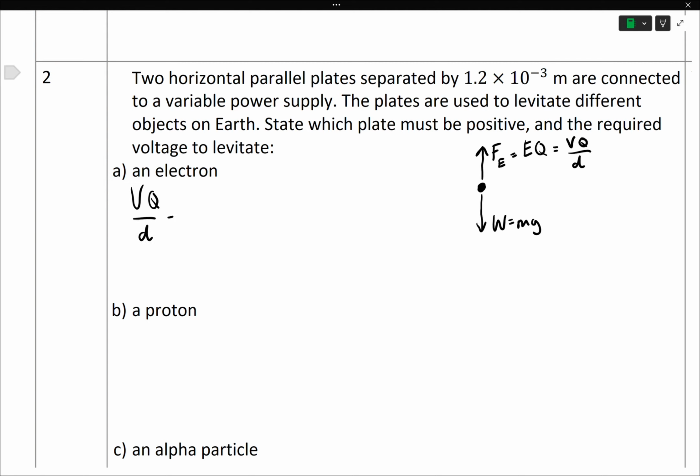VQ over d is equal to mg, and therefore V is equal to mgd over q. So in each of these calculations we're going to need to put in the correct values for m and for q to work out what V is. So in the case of the electron, its mass is 9.1 times 10 to the minus 31 kilograms, and its charge is 1.6 times 10 to the minus 19 coulombs.